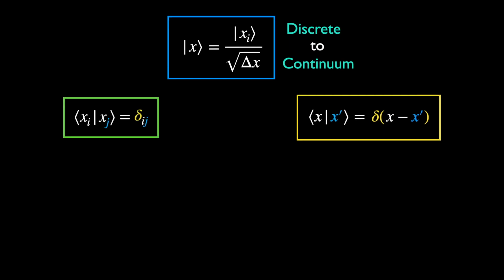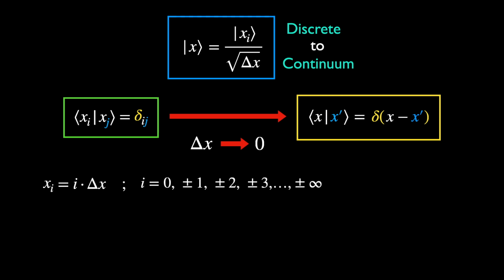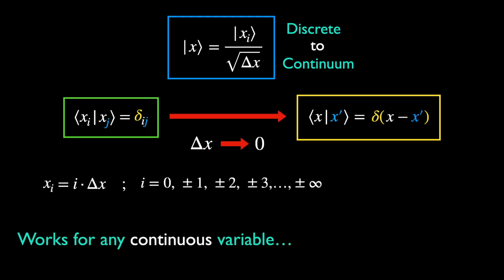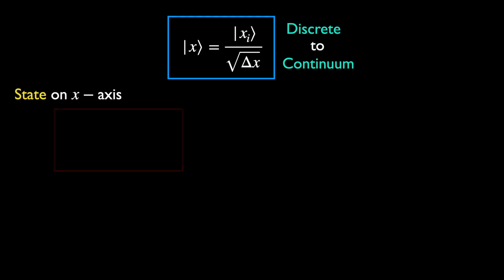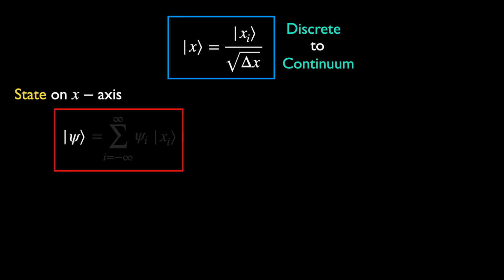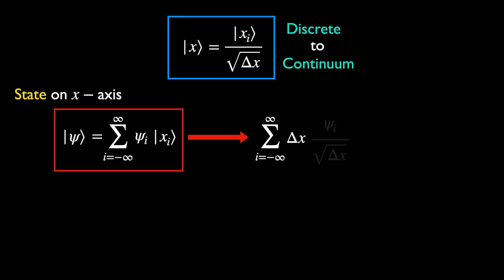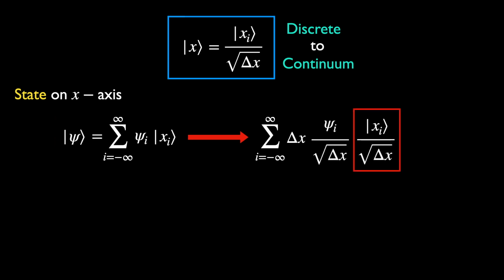This procedure, where we take a continuum limit to get continuous objects from their discrete versions, works for any continuous variable, not just position. Let's look at an arbitrary state on the x-axis. We can take the following continuum limit. Applying the blue box to the red box.